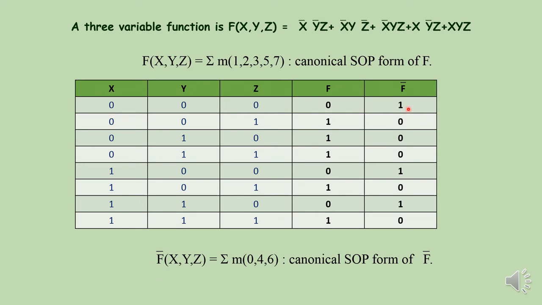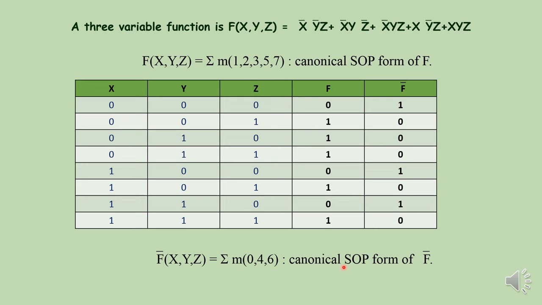What is the min term of F bar? F bar is true for 0, for 4 and for 6. So here we write F bar function of x, y, z equal to summation m 0, 4, 6, which is a canonical SOP form of F bar.